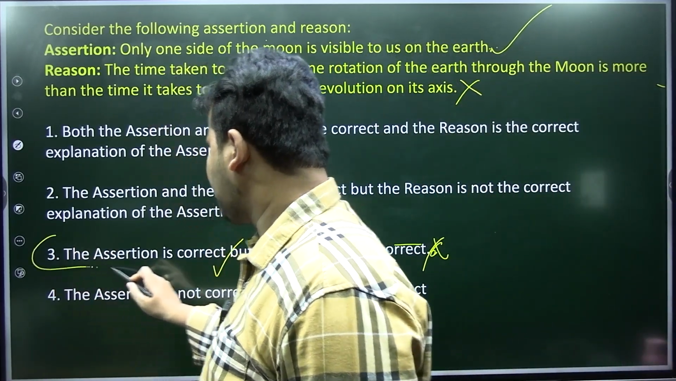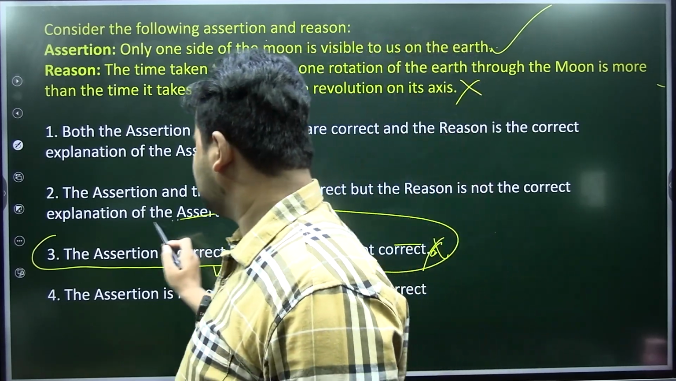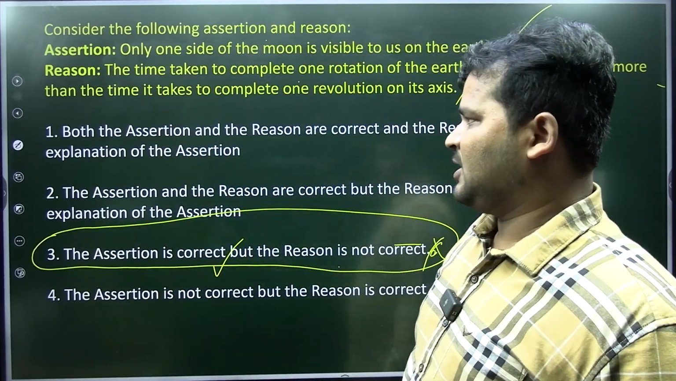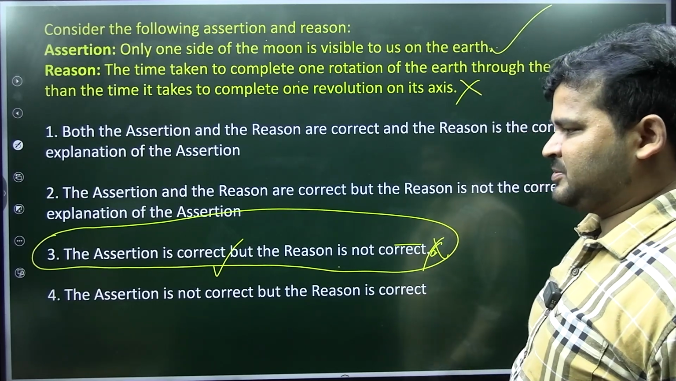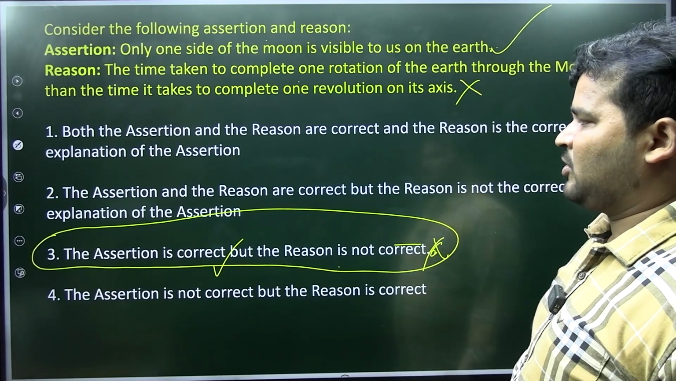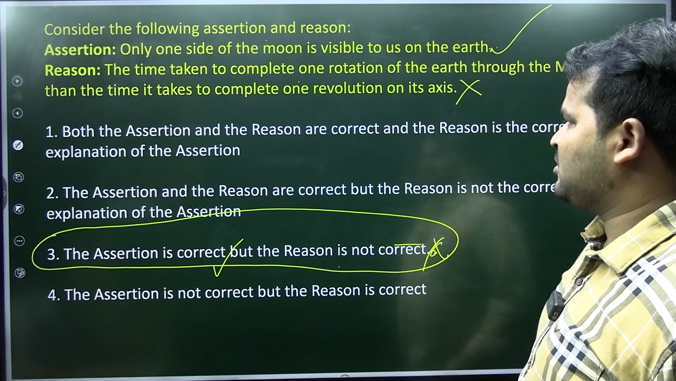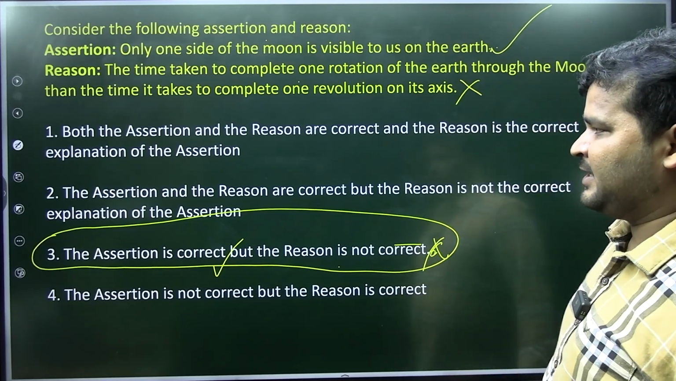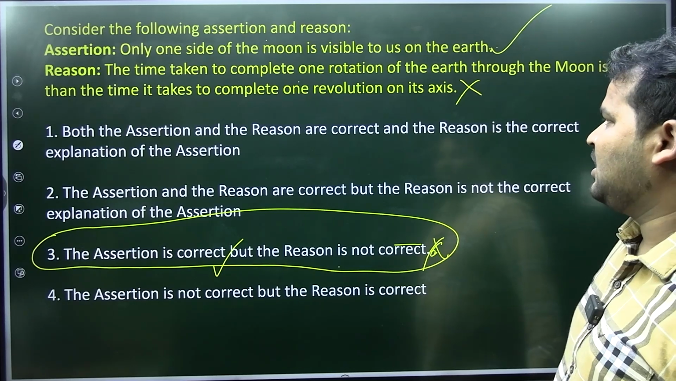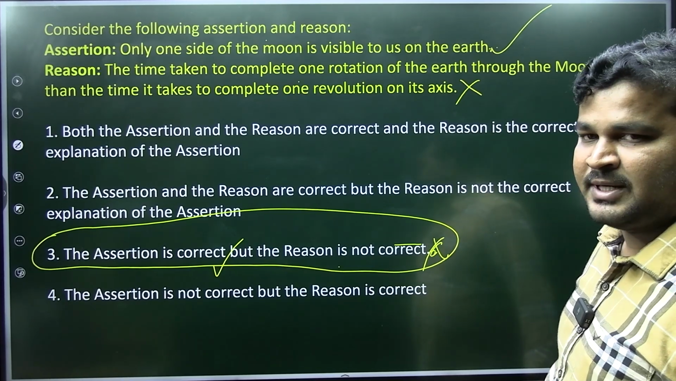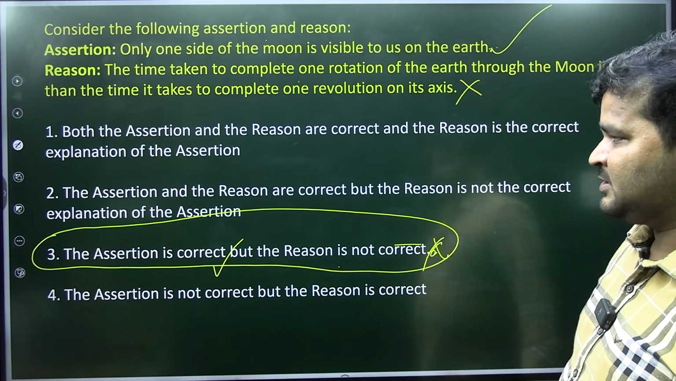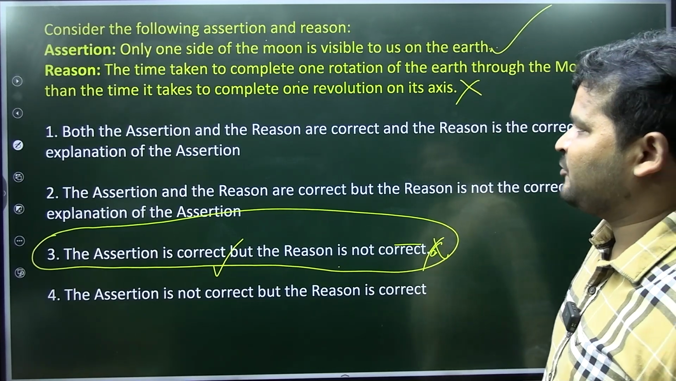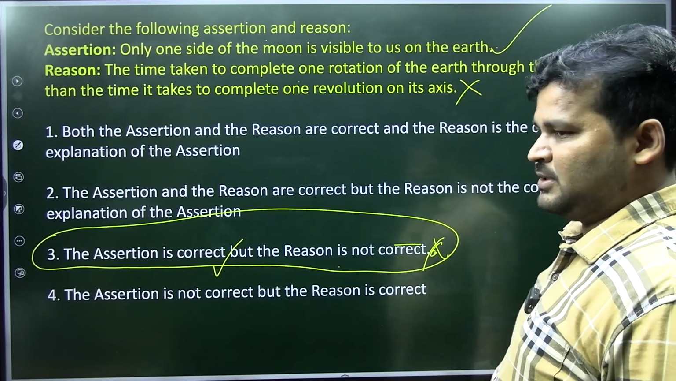So option 3 is the correct one. The reason says the time taken to complete one rotation of the earth through the moon is more than the time it takes to complete one revolution on its axis. So 3 is the right one. Let me explain here the assertion. Only one side of the moon is visible to us on the earth.